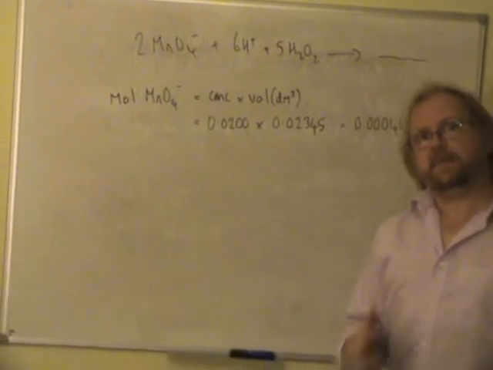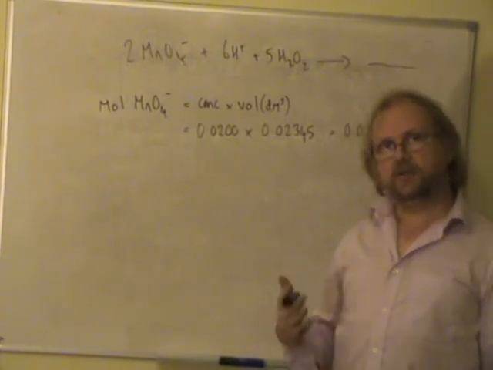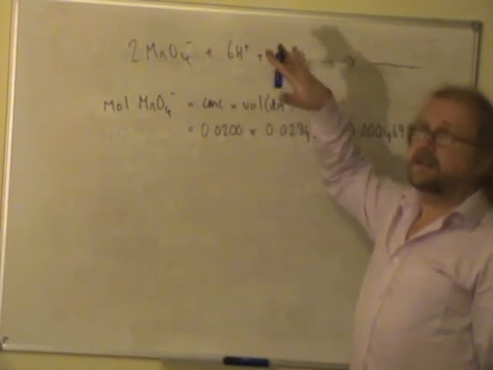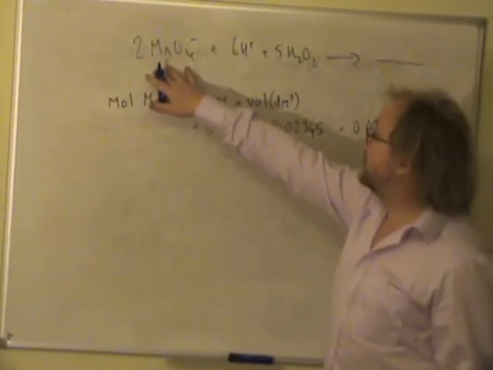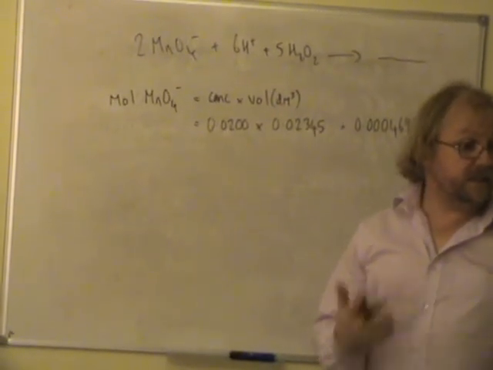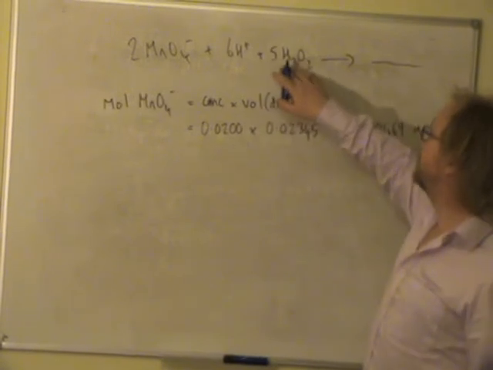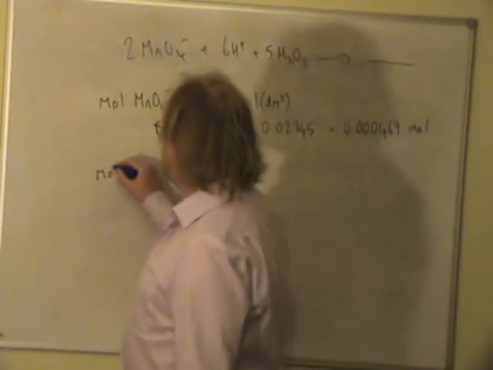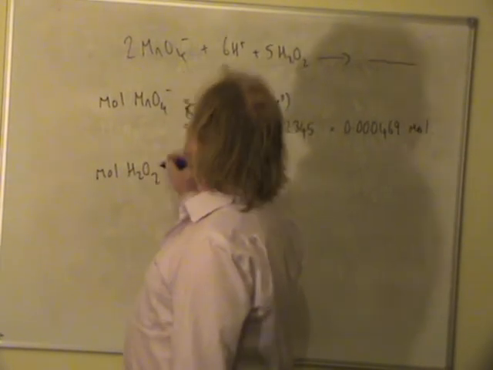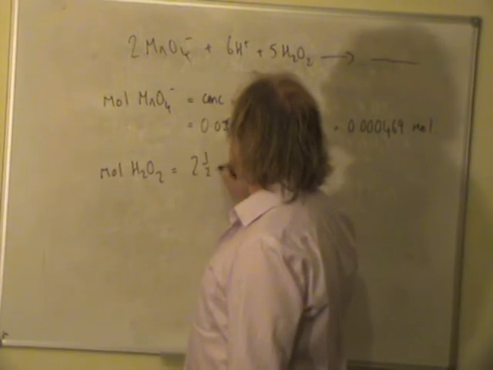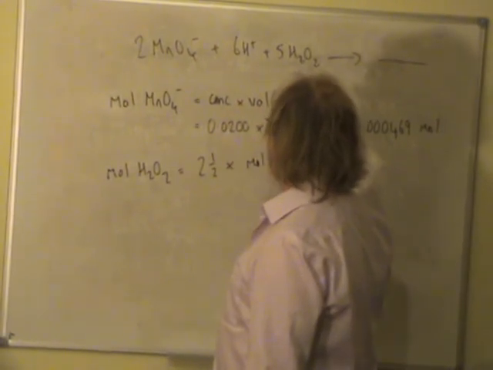Then again, the second step in a titration calculation, you should know what's coming next, which is that now you go to the equation. Because the equation relates the moles that you've just worked out to the moles of something else, and in our case we're interested in the amount of hydrogen peroxide, so it's moles of H2O2 that we want. So you get from the equation that moles of H2O2, well, if 2 reacts with 5, it's 2.5 times the moles of MnO4 minus.